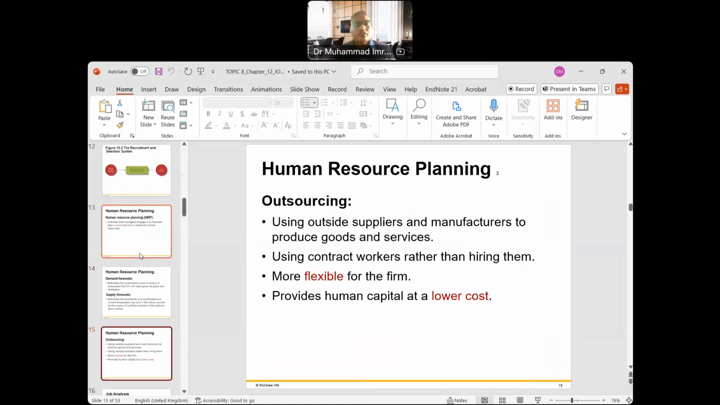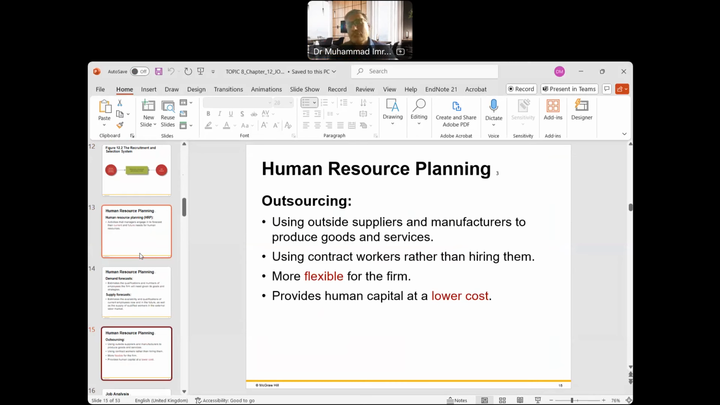See here, using outside suppliers and manufacturers to produce goods and services. Yes, using contract workers rather than hiring them. We are not going to hire. Like our buses, we outsource our usual transport, right? We are not dealing with the transport. One of the outsource companies is dealing with all the buses and transportation. So we just simply pay annually. I think that is outsourcing.